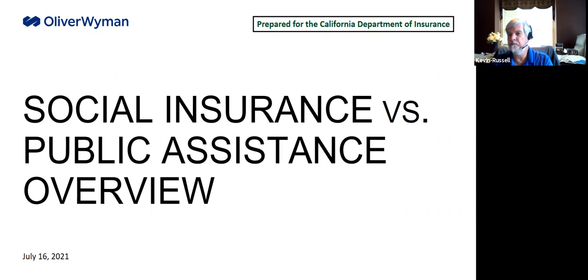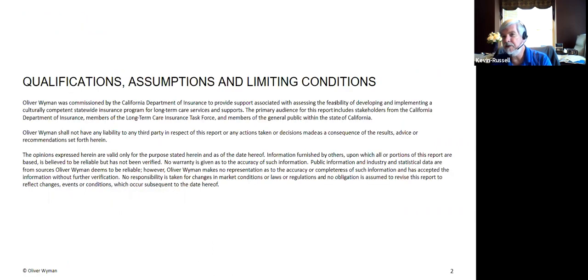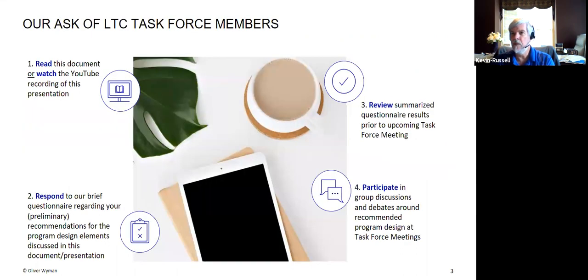Moving to slide 2. This slide has the qualifications, assumptions, and limiting conditions for this presentation. And now on to slide 3. Here's what we're asking of our long-term care task force members.